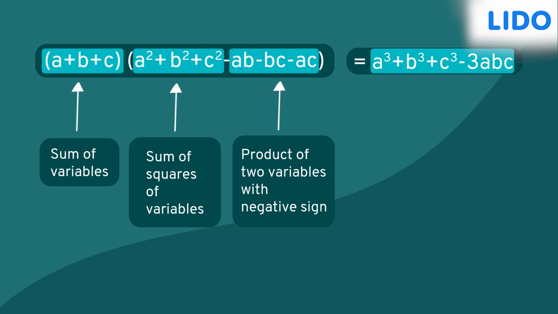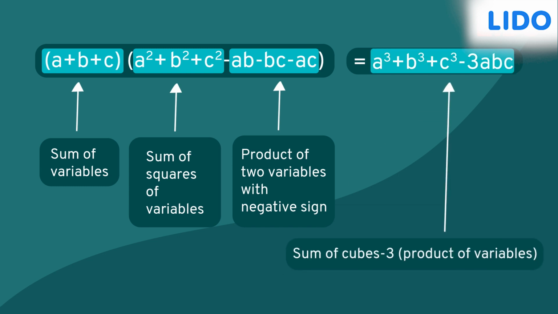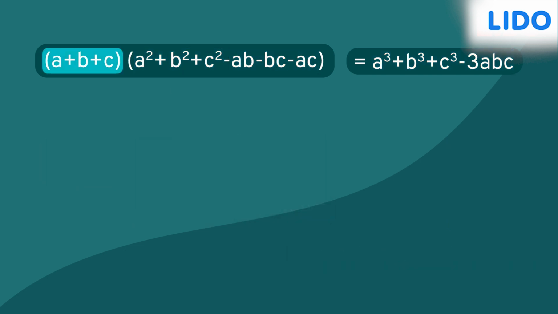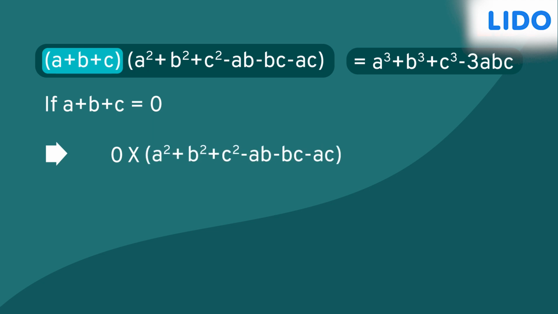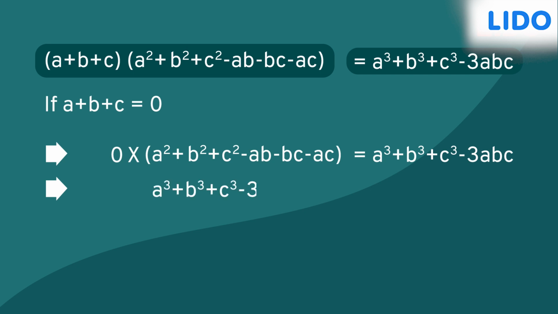Over to the right hand side now. This side of the equation is the sum of the cubes of the three variables minus 3 times the product of these variables. Now can you remember it? It's easy, isn't it? Now what if the sum of these terms was 0? If a plus b plus c was equal to 0, then the value of the left hand side of the equation would be 0 because anything multiplied by 0 is 0. Hence, we'll get a cube plus b cube plus c cube minus 3abc equals 0. This means that a cube plus b cube plus c cube equals 3abc.